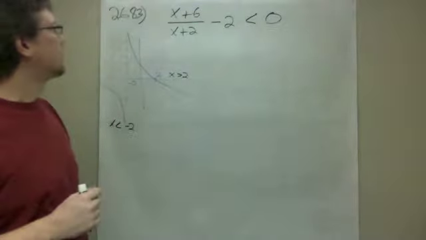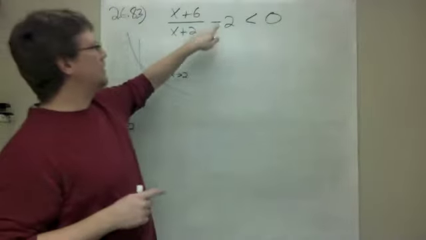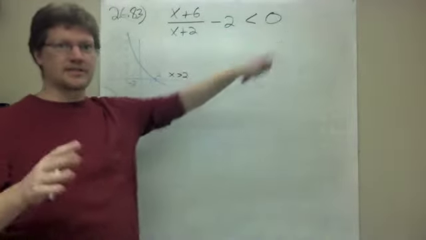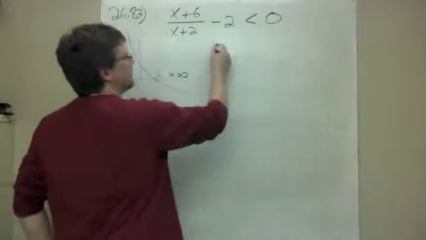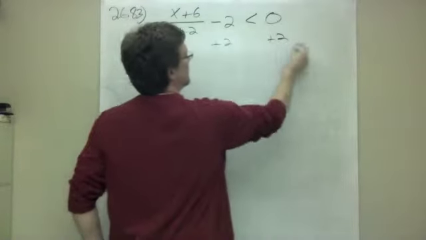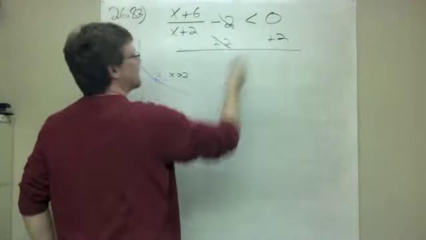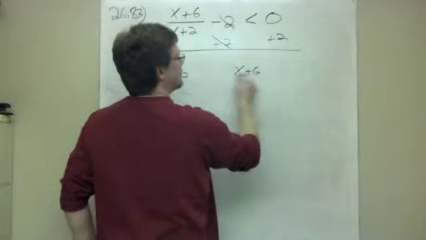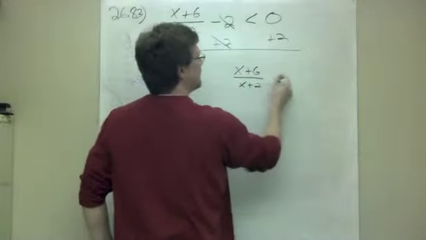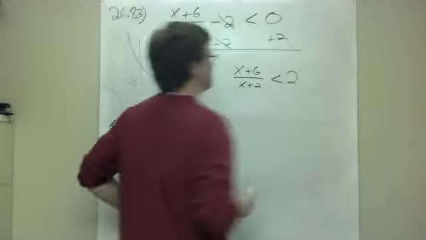Okay. So the first thing I would do is I would add 2 to both sides, because that's going to make my life easy. Plus 2 plus 2. Here it's going to cancel, there it's going to cancel. We're going to get x plus 6 over x plus 2 is less than 2.